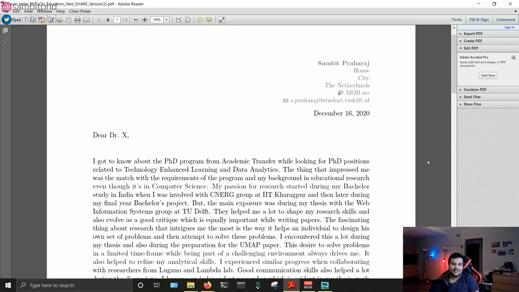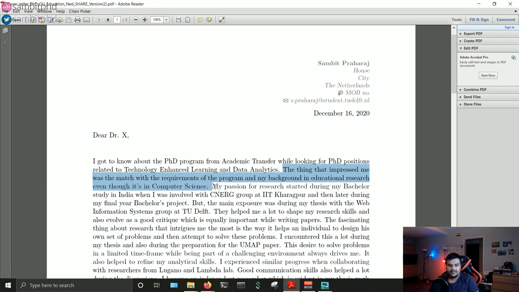So friends, as you can see, right away I start by explaining the PhD position that I am applying for and where I got the information. It is always good to mention immediately in the beginning what you are applying for. Then I create a match between my background and the position I have applied for, which you can see here. I have created a match.